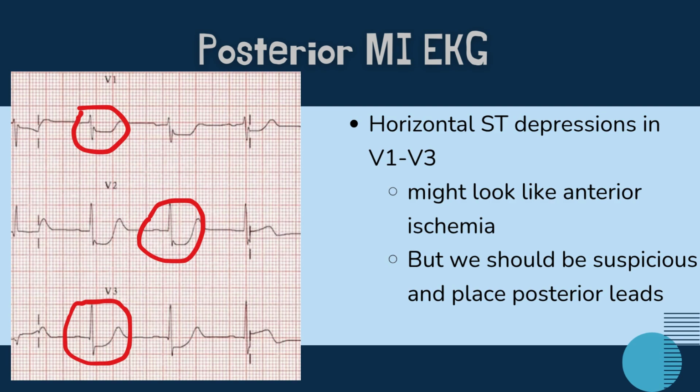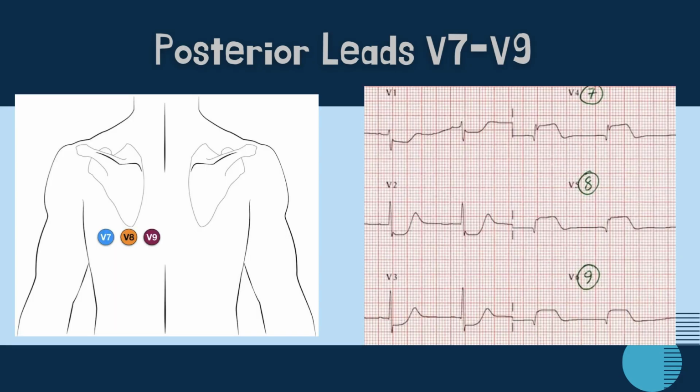So if you're suspicious, which if somebody's having chest pain plus those unexplained anterior depressions, you should be, you need to place posterior leads V7, V8, and V9. And they go along the left posterior axillary line and left scapular area, basically in the back of the patient. And it's essentially wrapping around to look at the back of the heart. If it's a posterior STEMI, you'll uncover true ST elevations there.